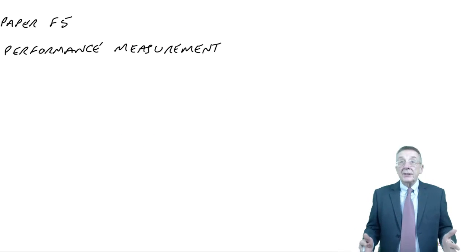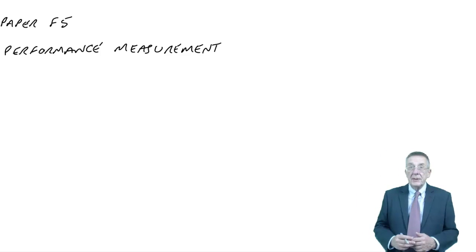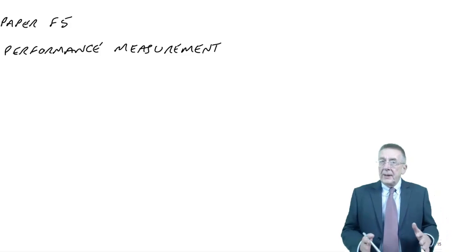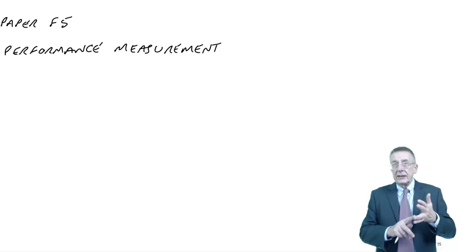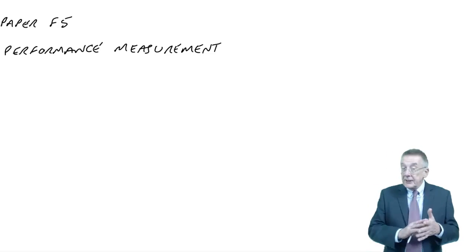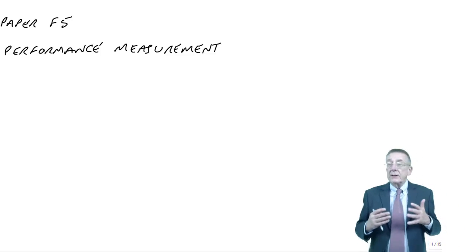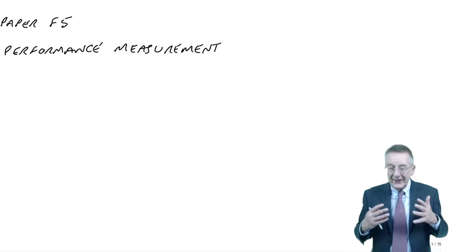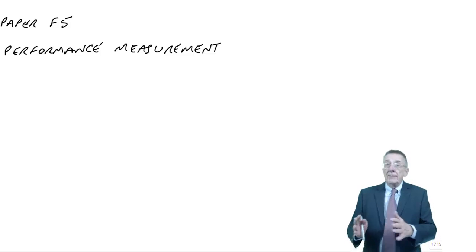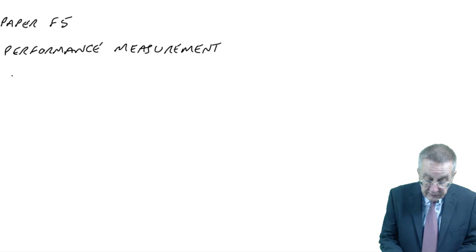All right, we're now moving into the last area of the Paper F5 syllabus, which is performance measurement. There are various topics examined under this heading: financial performance, non-financial performance, divisional performance, transfer pricing, which fits in with divisional performance, and performance in not-for-profit organisations. So there'll be several lectures here. The first thing I want to look at is financial performance.